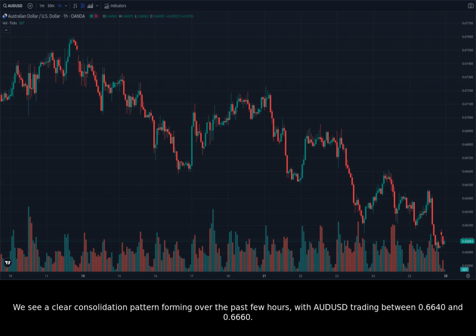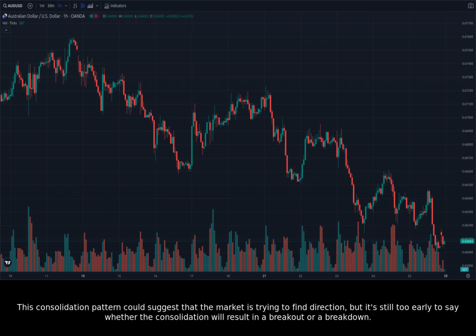We see a clear consolidation pattern forming over the past few hours, with AUDUSD trading between 0.6640 and 0.6660. This consolidation pattern could suggest that the market is trying to find direction, but it's still too early to say whether the consolidation will result in a breakout or a breakdown.